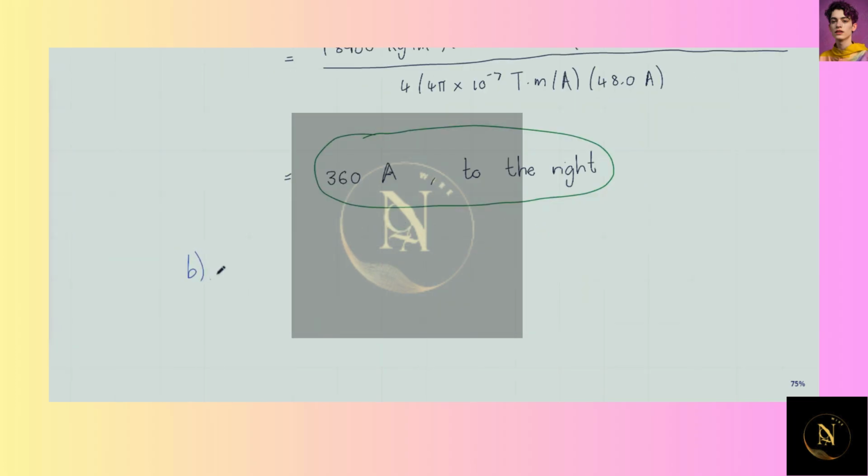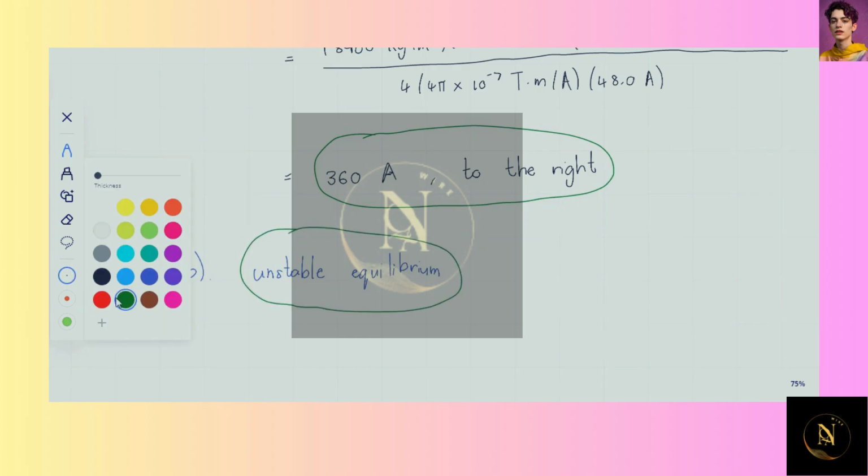Now in part B, we want to know if the lower wire is in stable or unstable equilibrium. The answer is that the lower wire is in unstable equilibrium. The reason is that if the wire is raised very slightly from equilibrium, the magnetic force would increase and cause the wire to move even further from equilibrium. So a slight movement of this lower wire would cause the position of the wire to vary indefinitely, and so the wire is in unstable equilibrium.